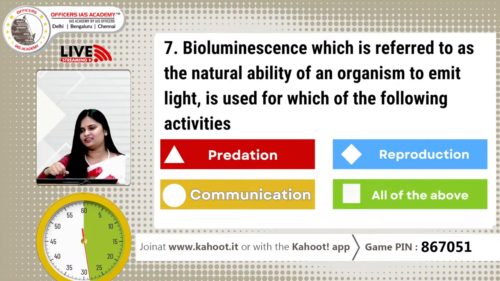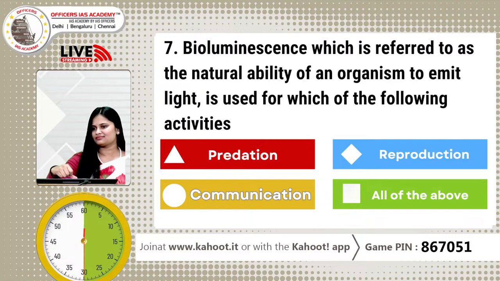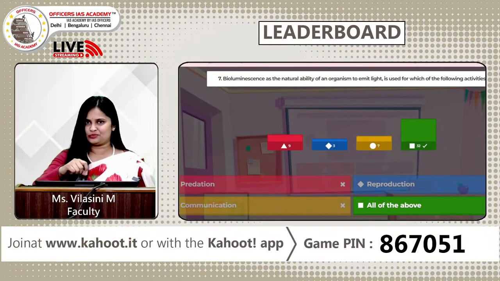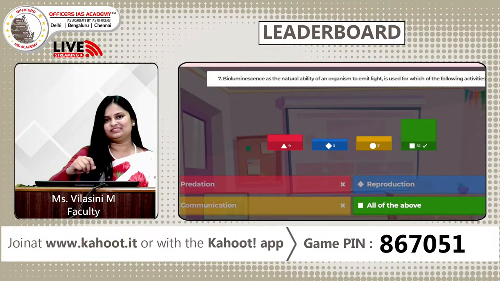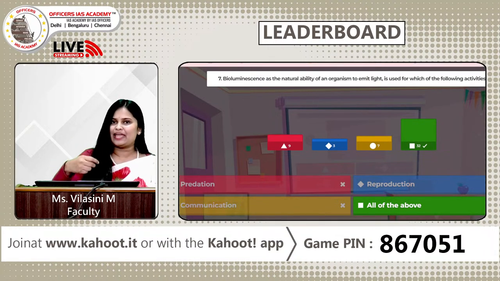40 answers so far. Wonderful. Keep bringing in more responses. Few more seconds to go, time is ticking and time is key. So make sure you respond diligently. So great, time's up. Okay, so most of you have given D, all of the above, and yes, my dear friends, D is true. Fine, so bioluminescence is defined as the ability of an organism to naturally emit light.